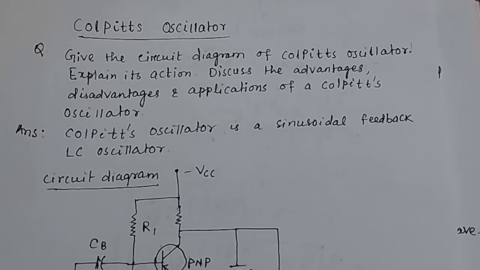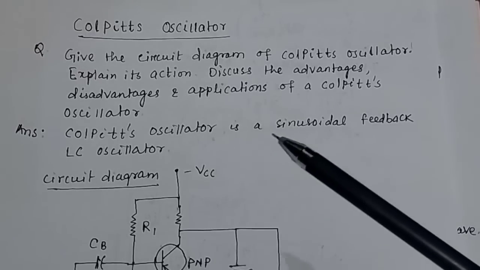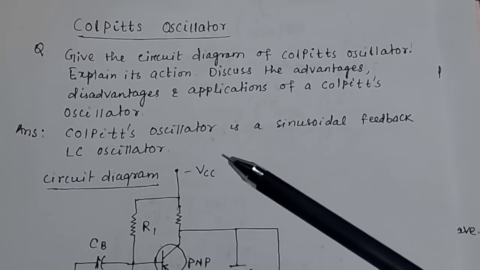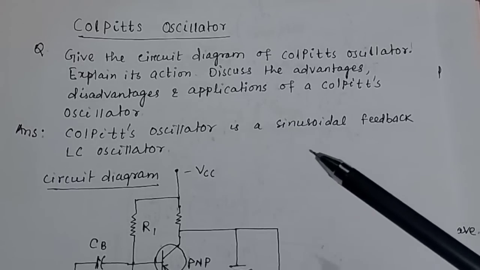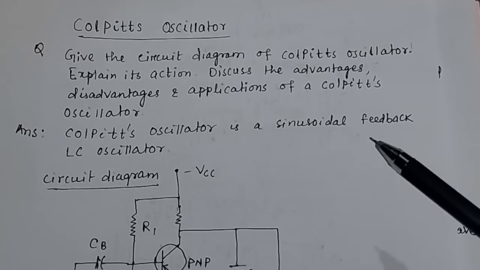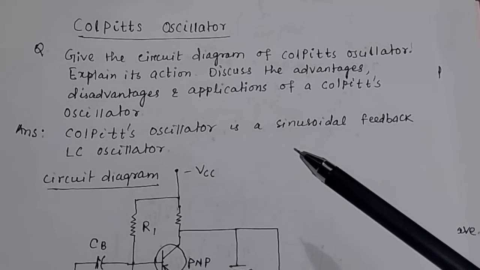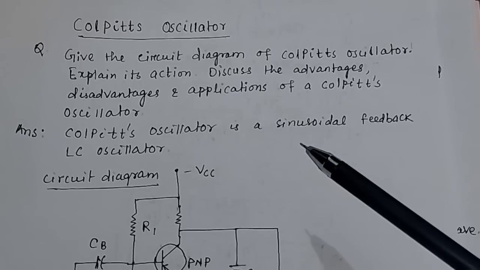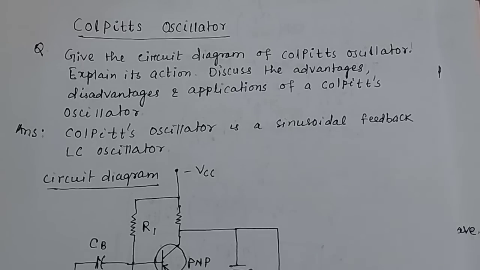What is a Colpitts oscillator? A Colpitts oscillator is a sinusoidal feedback oscillator. It is also an LC oscillator. So you should write: a Colpitts oscillator is a sinusoidal feedback LC oscillator. I have discussed feedback oscillators and LC oscillators in the previous video, so watch the previous video before watching this one. Then we will discuss the circuit diagram of the Colpitts oscillator.